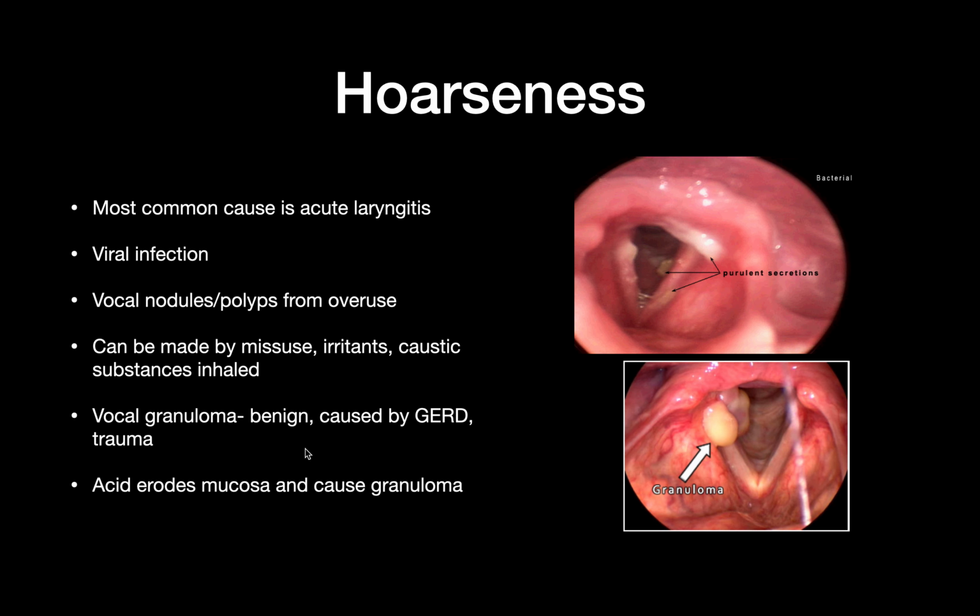And granuloma is benign, and those can be caused also by GERD if it's particularly bad and it goes past the esophageal sphincter, and it can also be caused by trauma. And GERD causes the granuloma because the acid from the stomach will erode the mucosa and cause the stem cells to proliferate too fast and too much, and then they will bulge forward, causing the granuloma, which will press onto the vocal cords, causing hoarseness.